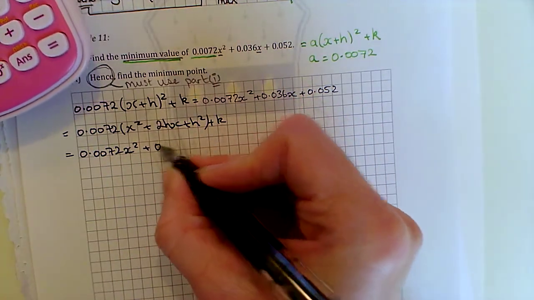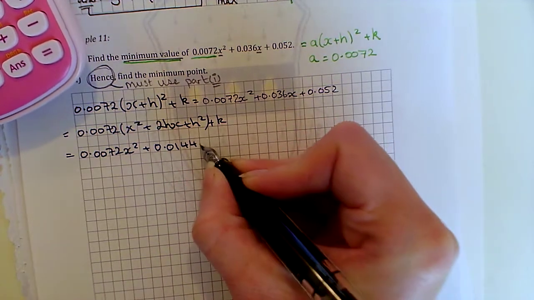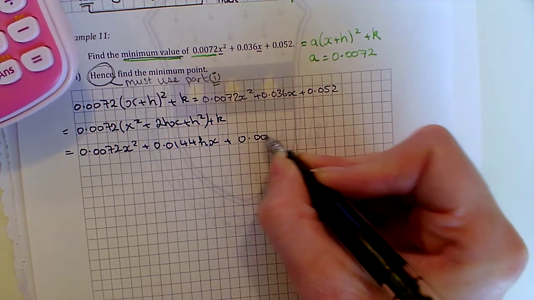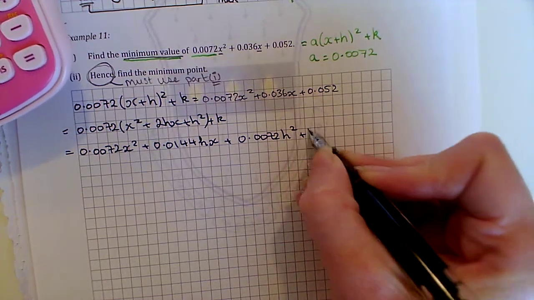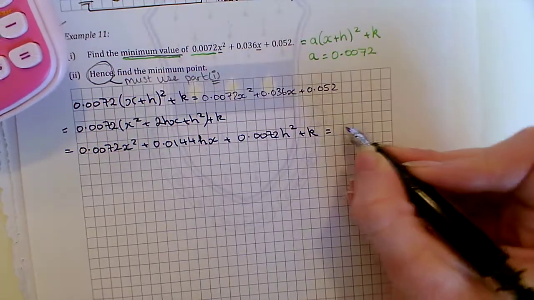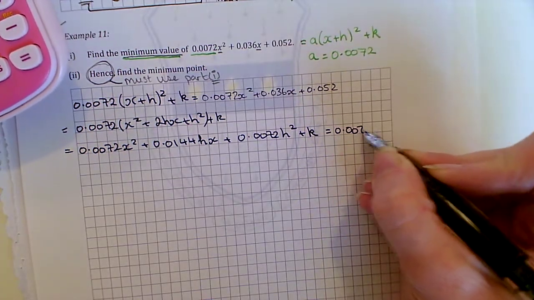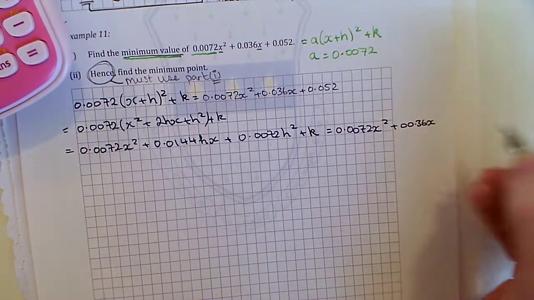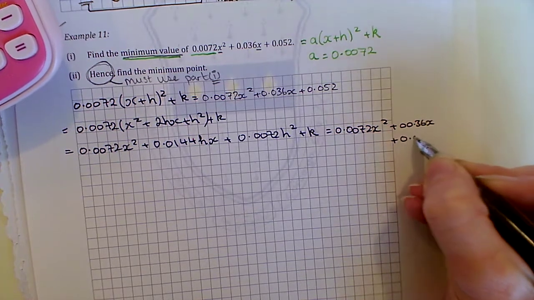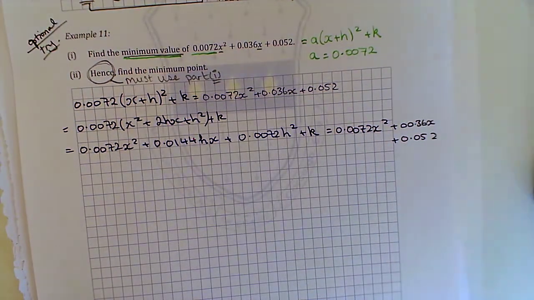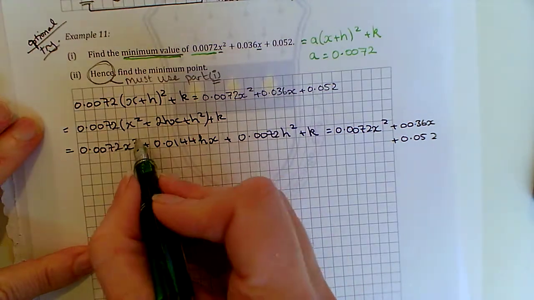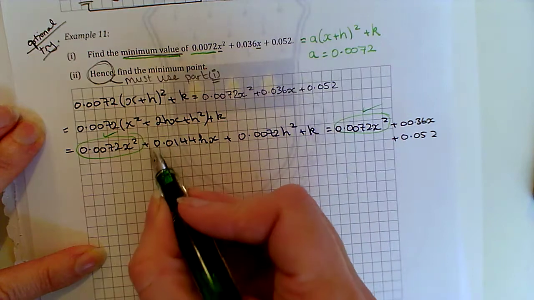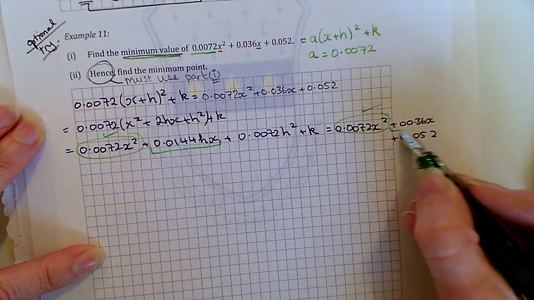0.0144hx plus 0.0072h squared plus k equal to 0.0072x squared plus 0.036x, I run out of space, plus 0.052. Now I want these to line up nicely. So my x squared terms are the same. So I'm happy with those. And next I need to look at my x terms.